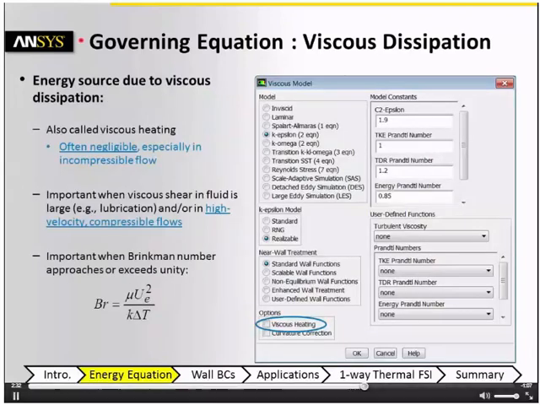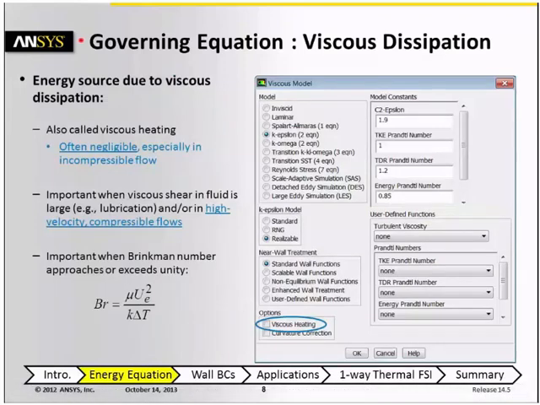Viscous dissipation converts kinetic energy to internal energy, so it looks like a source term in the energy equation. It's often called viscous heating because it's an irreversible process that increases the internal energy of the fluid as if it's being heated. Viscous dissipation is often negligible in incompressible flow. It becomes important when viscous shear in the fluid is large, like in lubrication problems, or in high-velocity compressible flows.